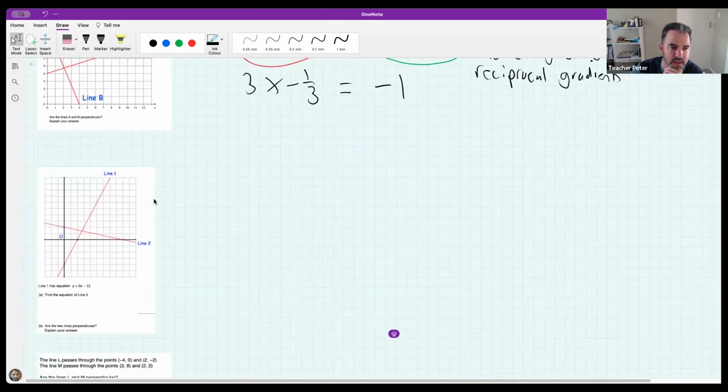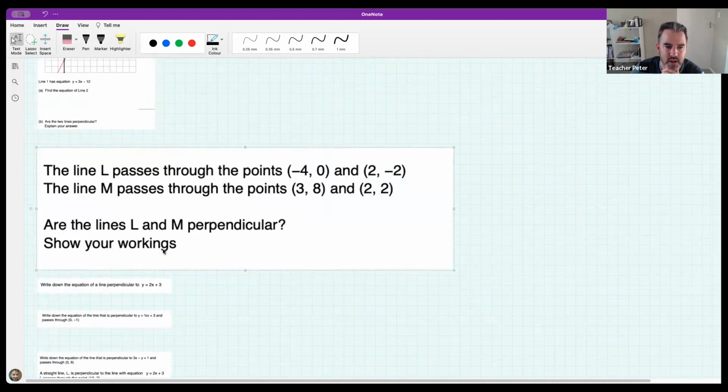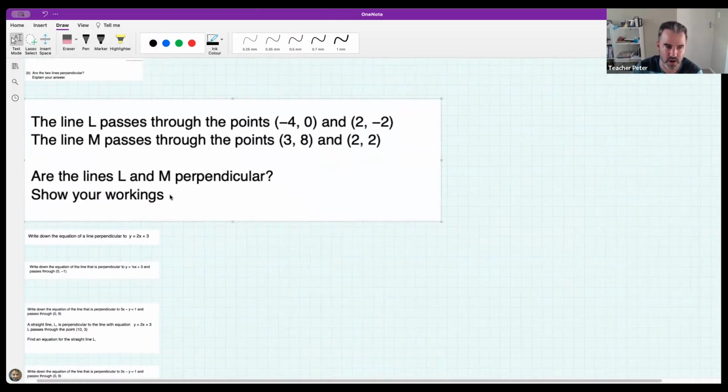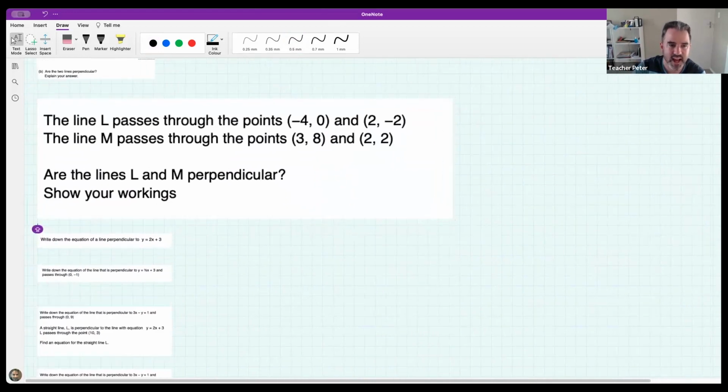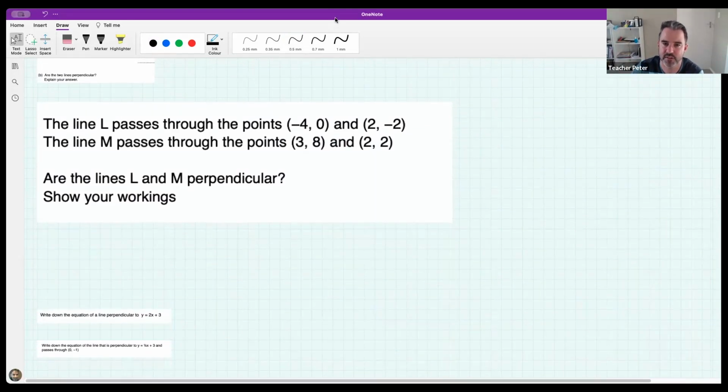Okay, so let's go to this question. Let me zoom right in on this so we only focus on this. It says the line L passes through (-4, 0) and (2, -2). Let's give it a different color. We'll call that the yellow line. And then there's a green line called M that passes through those 2 points.